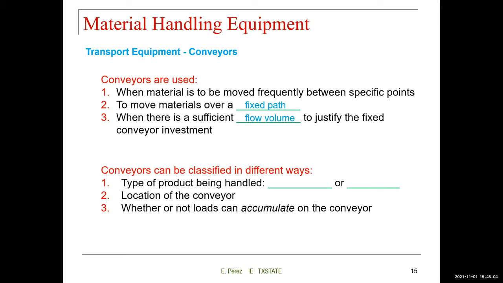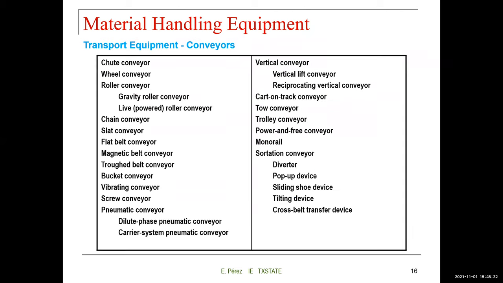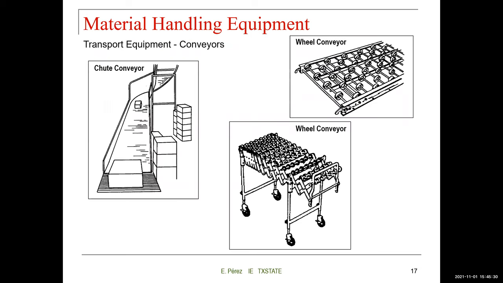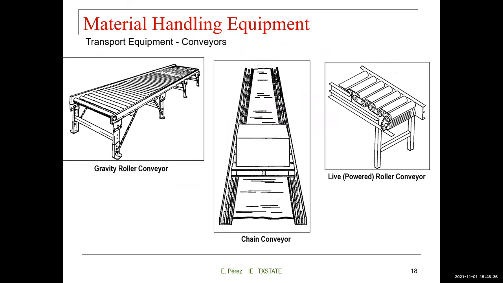Conveyors can be classified in different ways: type of product being handled, if it is a unit load, or if you're moving a group of product together or a bulk load; the location of the conveyor; and whether or not loads can be accumulated on the conveyor. So here's the list of different types of conveyors. And as I did in our previous lecture, I have some pictures for you to familiarize with them. So here are some examples. I mentioned some of their uses last time.